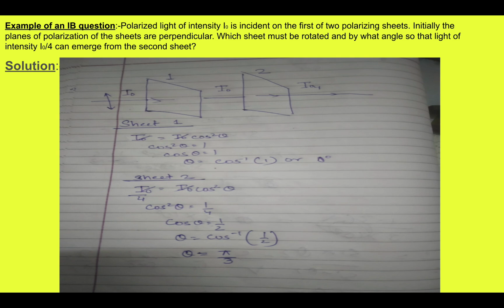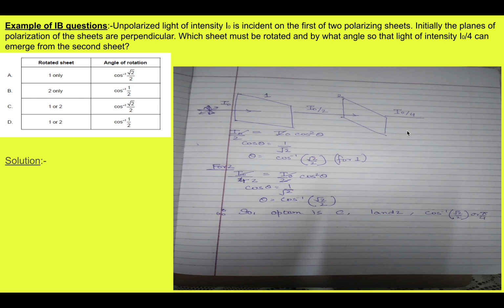Now in sheet 2, it says the intensity becomes I naught over 4 as it emerges from the second sheet. By applying Malus law, I naught over 4 equals I naught cos squared theta, so cos theta becomes half. So theta equals cos inverse of half, which is 60 degrees. In this way, sheet 2 should be moved by an angle of 60 degrees, and sheet 1 will stay as it is. These are some IB questions. Thank you.